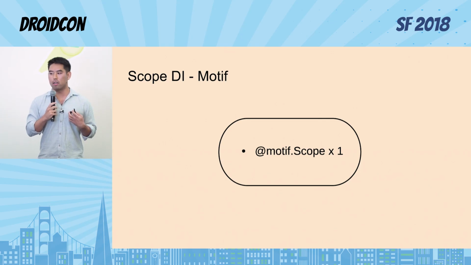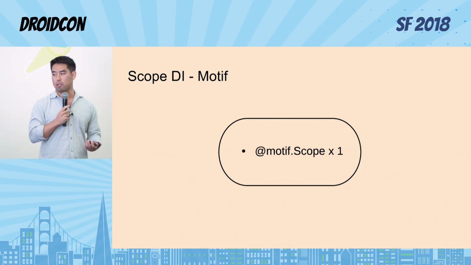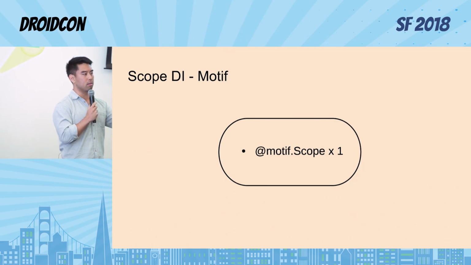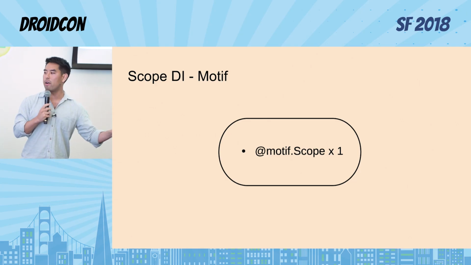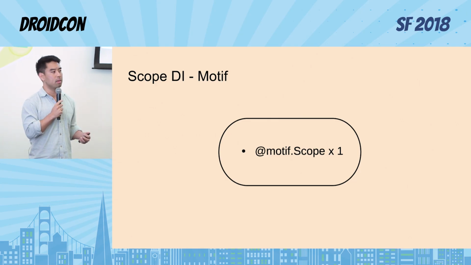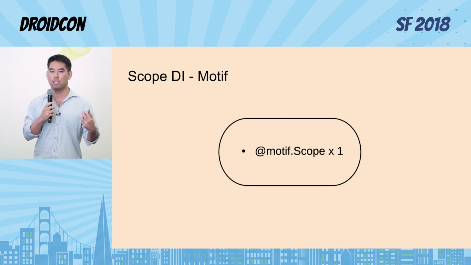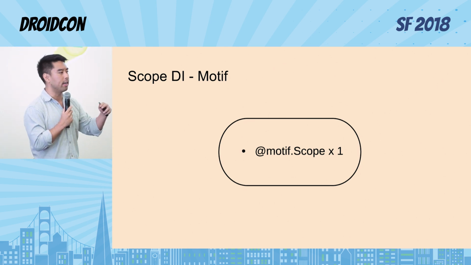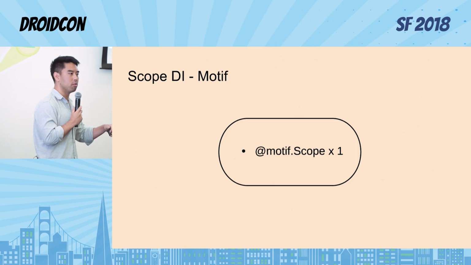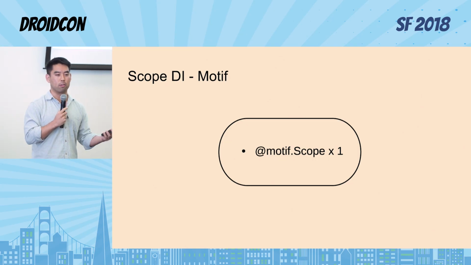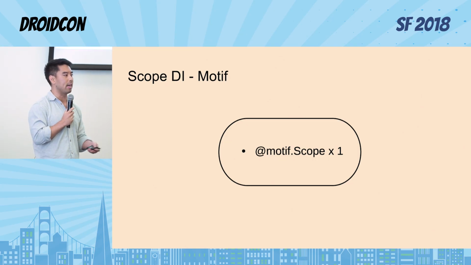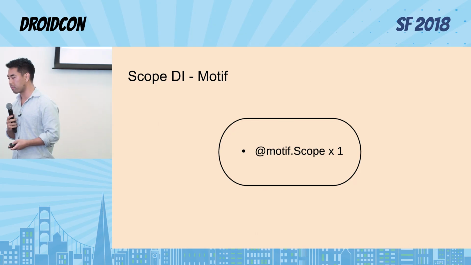Okay, so what does our DI setup look like now that we're using Motif? Instead of that single component and single module per scope, we now have a single Motif scope for each of these scopes. And again, it's an abstraction on top of Dagger, so under the hood, we're still generating the component and the module, but we're dealing with a much simpler API and a higher abstraction.